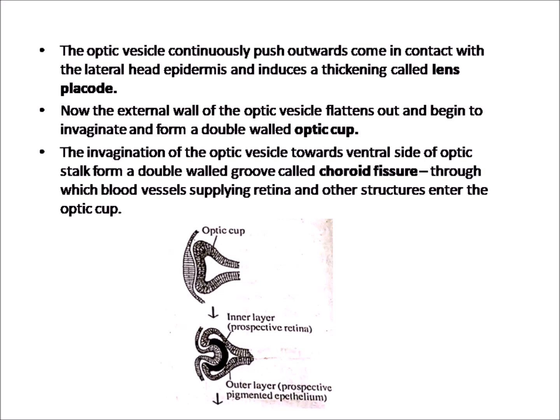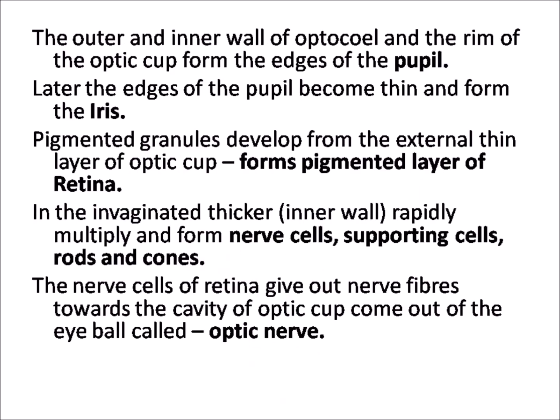See in the figure, you can clearly see the optic cup, then the inner layer that is called the prospective retina, and the outer layer is the prospective pigmented epithelium that we can discuss from the next slides. The outer and inner wall of the optocoele and the rim of the optic cup form the edges of the pupil. Later, the edges of the pupil become thin and form the iris.